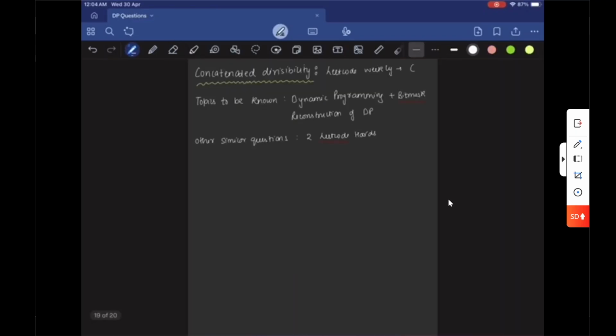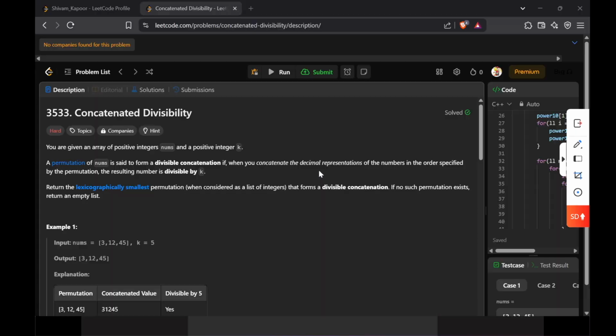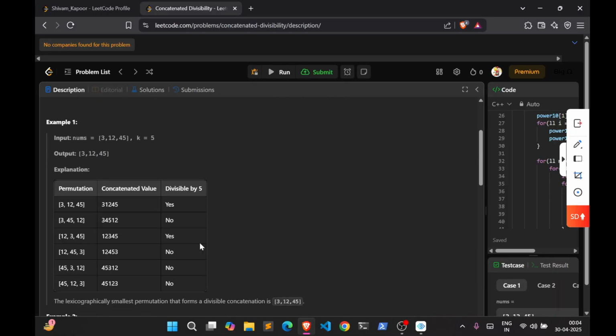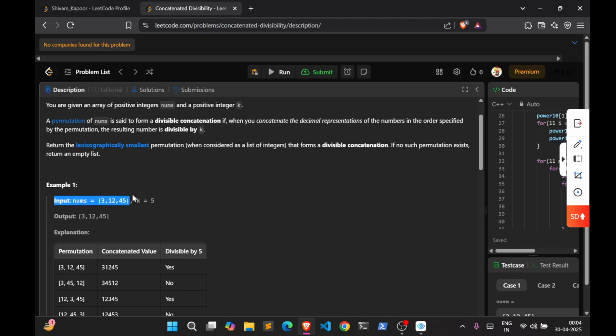So let's come back to the question once again. I think we now understand what the question says. Now let us look at the nums. Let us think of this particular test case, so let me write it on my iPad. The nums given to me is 3, 12, and 45, and the value of k is equal to 5.